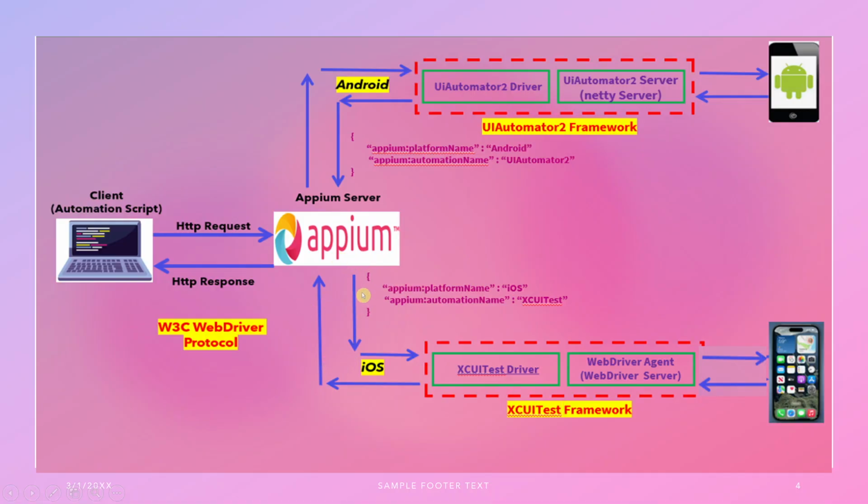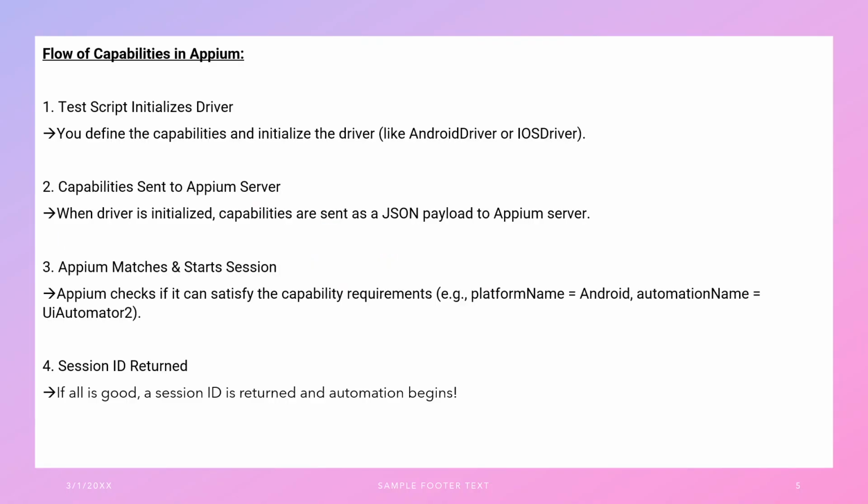Suppose that instead of UI Automator 2 you have given UI Automator 1, 2, 3, 4, because the key is right but the value is wrong. Then the APM server will not be satisfied with it, and it will throw an exception. So while creating the capabilities, we need to take utmost care and configure them properly. Based upon the configuration only, the APM server decides which platform to use, and only then is the session ID created.